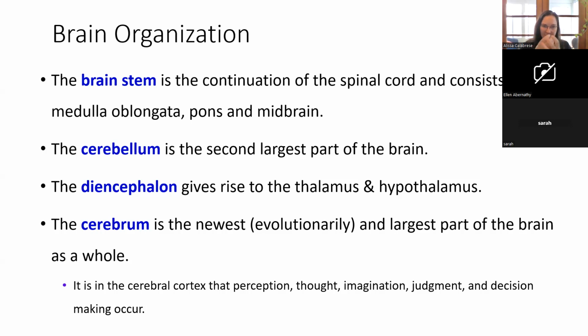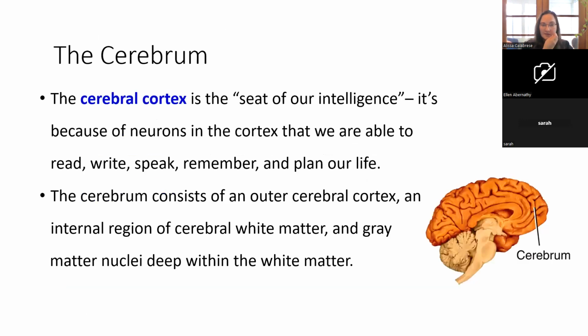Diencephalon is sort of like this middle part of the brain that's deep into the brain that helps send messages where they're supposed to go and control maintenance of homeostasis. And then the largest part of the brain is your cerebrum. So the cerebrum, that's the outer part of the brain that you really see when you're looking at the brain. This is the largest part, and it's also the part that controls your conscious thoughts and things like that.